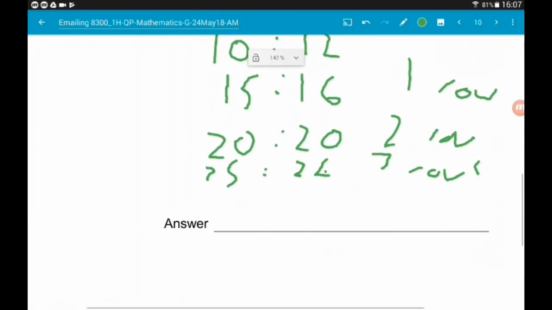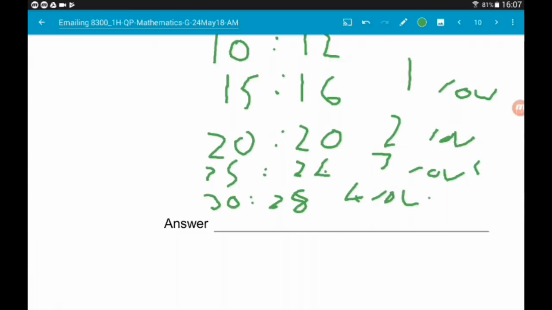If we add on another one, we're going to have 30 to 28. So that's after 4 rows. That still doesn't simplify. Next is going to be 35 to 32. That still doesn't simplify. That's after 5 rows.